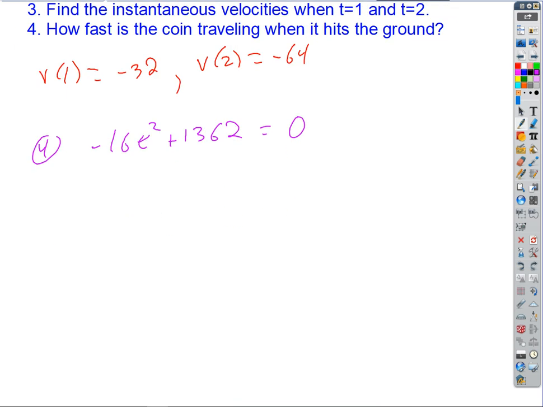Okay, so that's easy to solve. That just gives us 16t squared equals 1362. Divide by 16. That's no big deal.